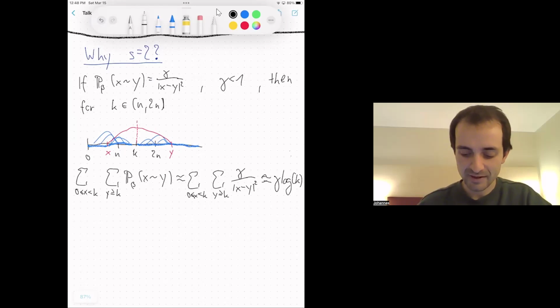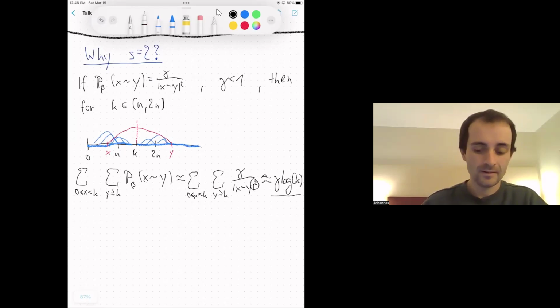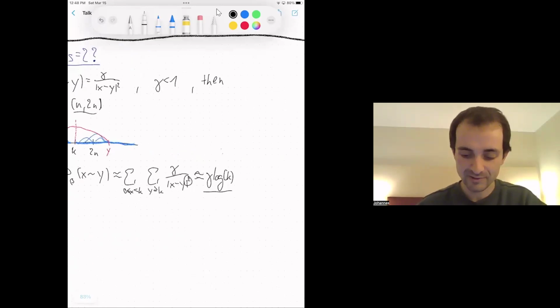So this to the power 2 here is important because for all other values of s here, you would not get log of k, but you get this exactly for this power 2. And also we said that k is between n and 2n, so that's approximately the same as gamma times logarithm of n.